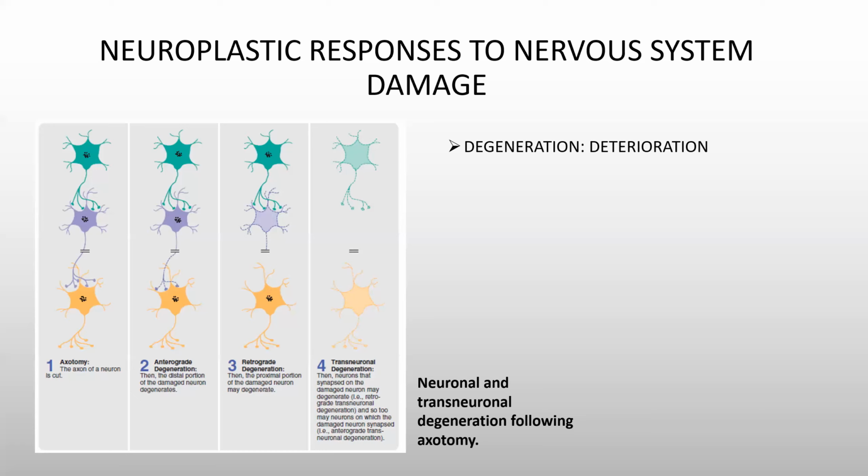And then four, what ends up happening is that the neurons that synapse onto that purple neuron end up dying as well. So when damage like this can happen to one neuron, you see how it has an effect on many, many other neurons as well. And then we see that degeneration.